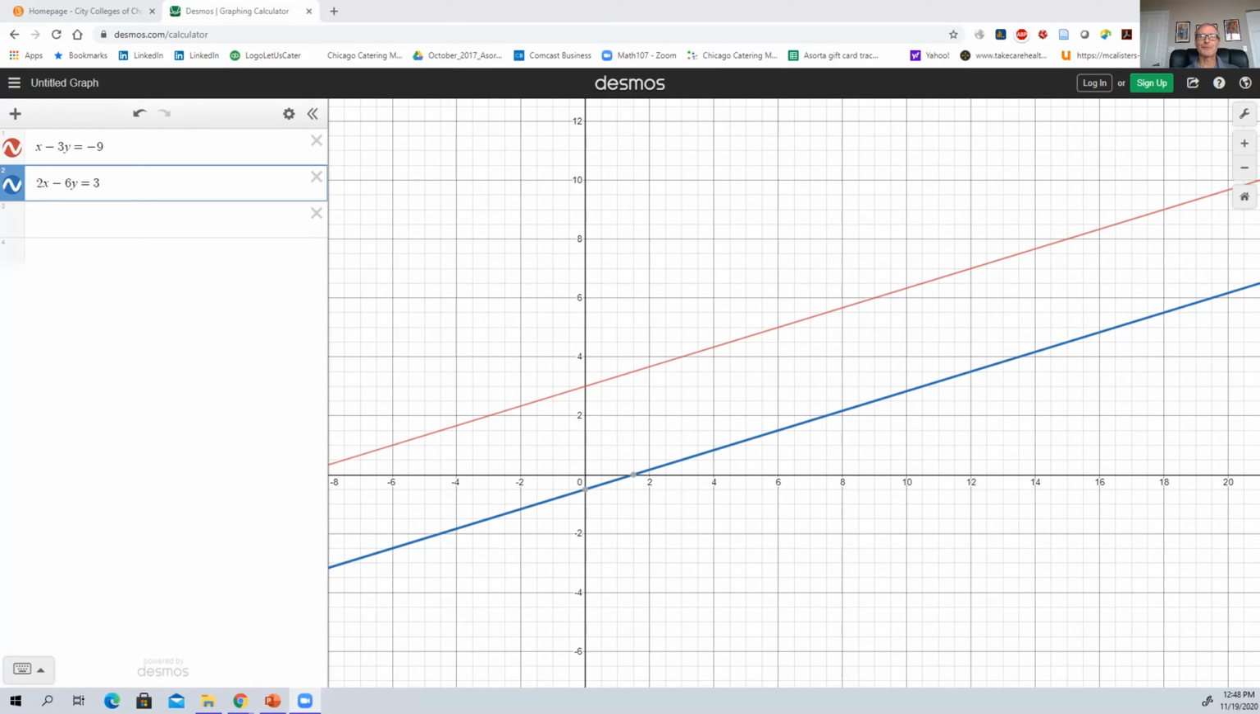So that ends the first of the recorded lectures for this section. In the next recorded lecture, we're going to introduce 3 variables. So we're going to have 3 equations and 3 unknowns and walk through the elimination technique again.